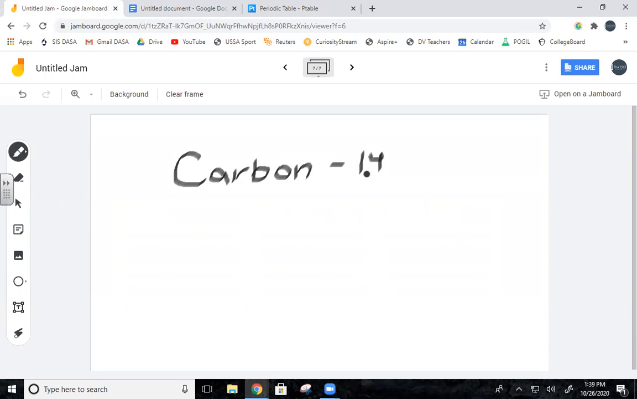So, has anyone heard of carbon dating before? I bet you have. Okay. Carbon-14 is a radioactive isotope. You don't need to know what that means until you take chemistry in 2 years. So carbon-14 is a radioactive isotope of carbon, and it has a half-life that is much shorter than uranium. It has a half-life of 5,730 years.